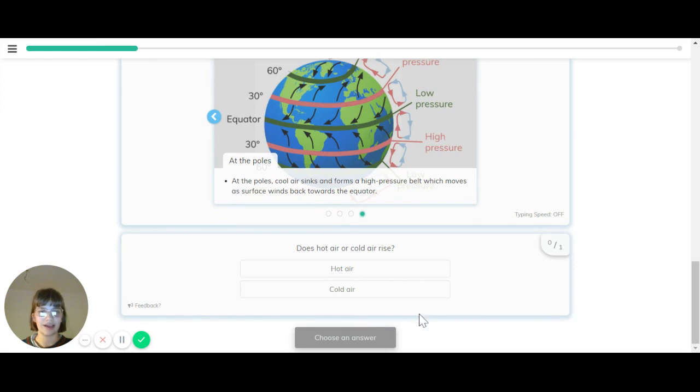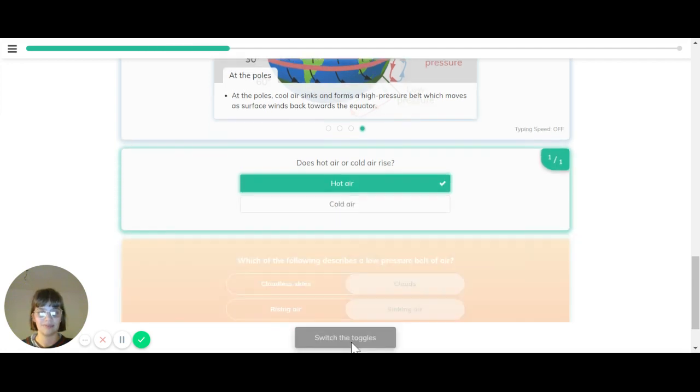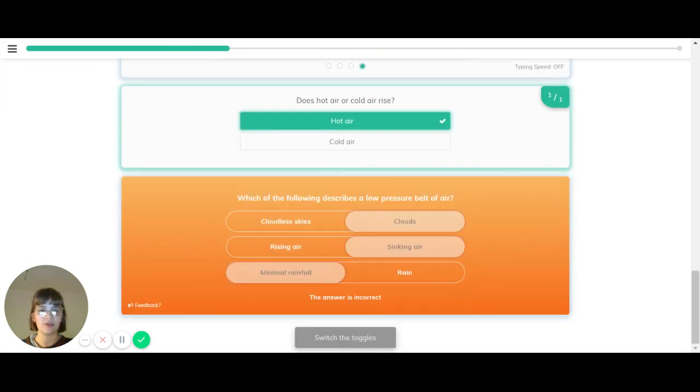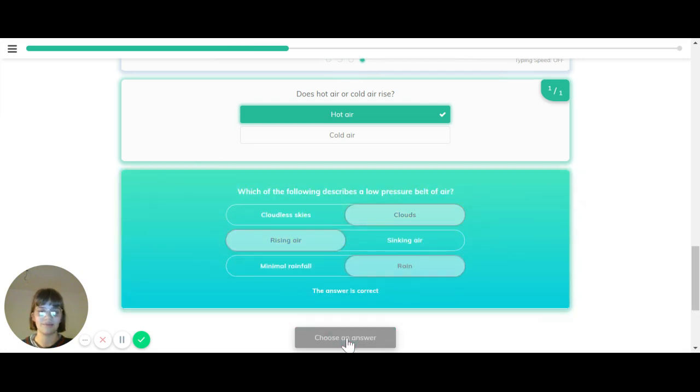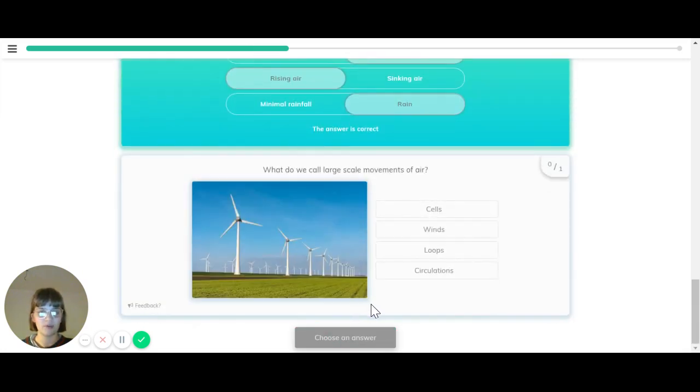Now let's do a quick recap. Does hot air or cold air rise? Well, hot air rises. How can we describe a low pressure belt of air? There are clouds, rising air, and rain. What do we call large scale movements of air?